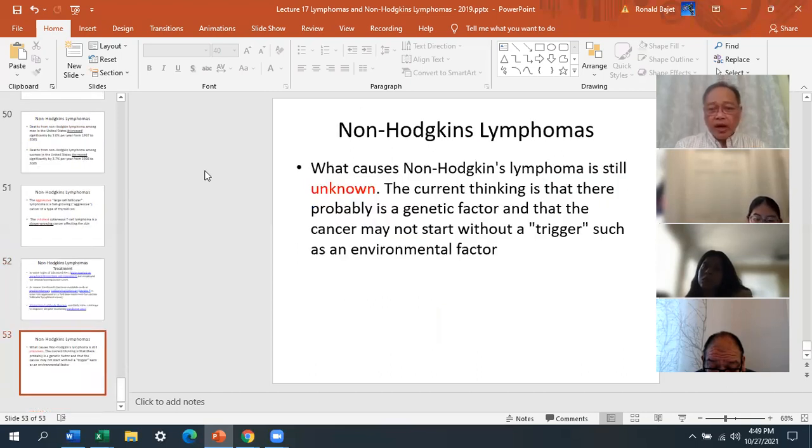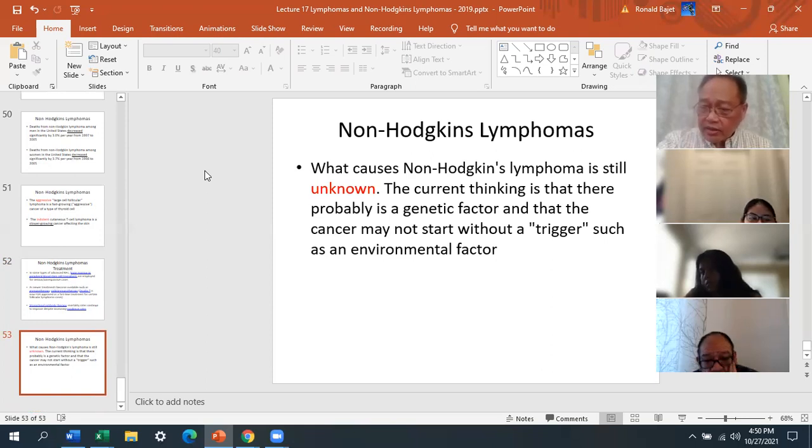So what causes non-Hodgkin's lymphoma? It's still unknown. The current thinking is that there's probably a genetic factor, and that the cancer may not start without a trigger. So there's a trigger mechanism, and it may be environmental. There's not a clear understanding of how non-Hodgkin's lymphoma is obtained. And that's it for this lecture.